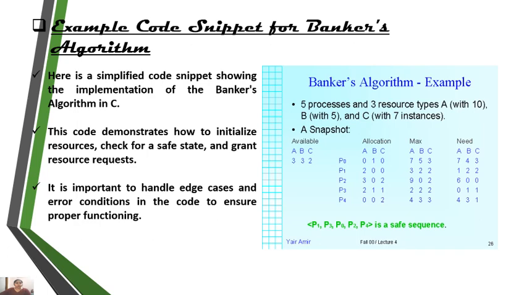Sample code snippet for Banker's algorithm. Here is simplified code showing the implementation of Banker's algorithm in C. This code demonstrates how to initialize resources, check for a safe state, and grant resource requests. It is important to handle edge cases and error conditions in the code to ensure proper functioning.